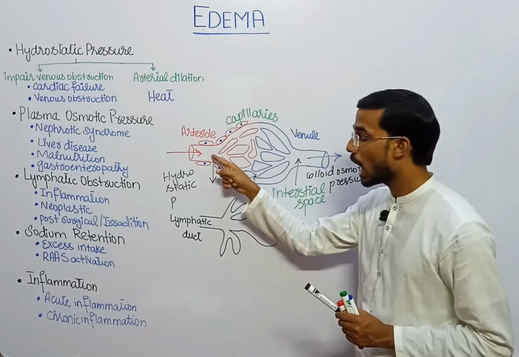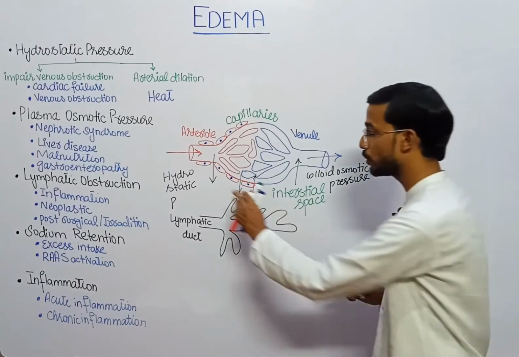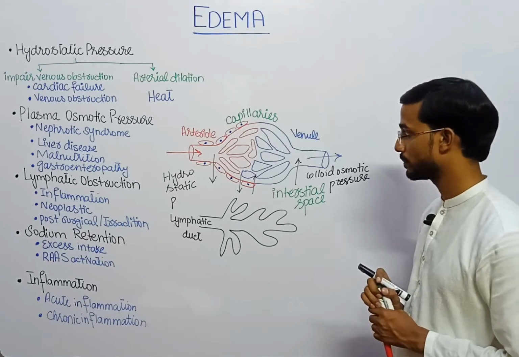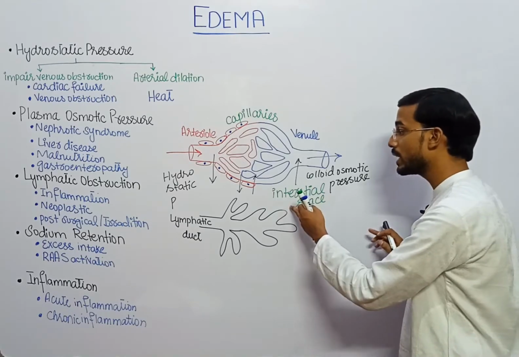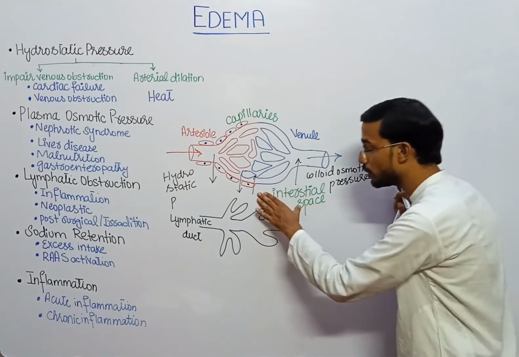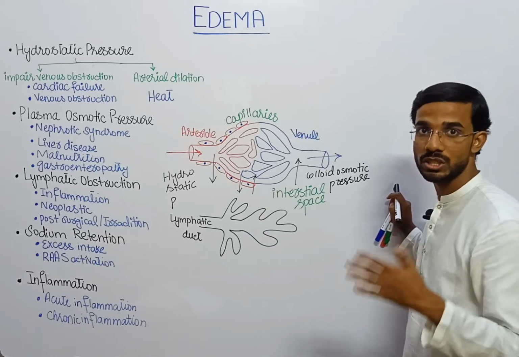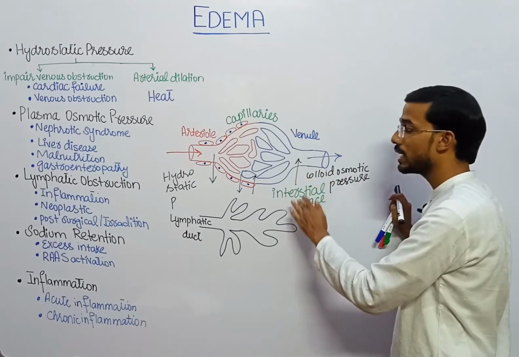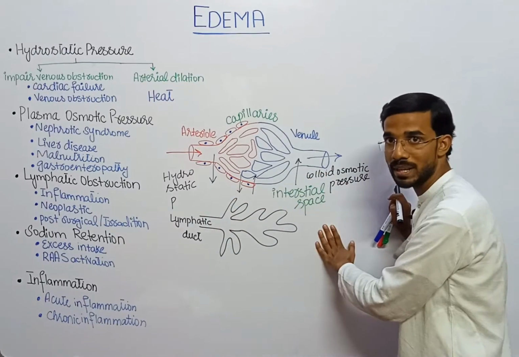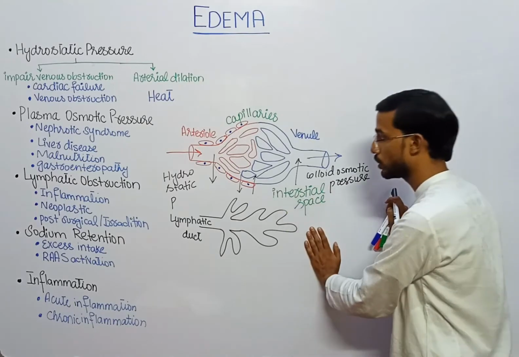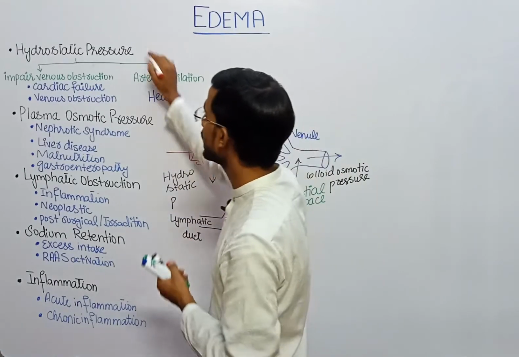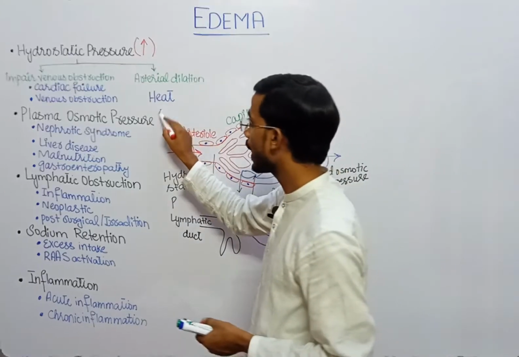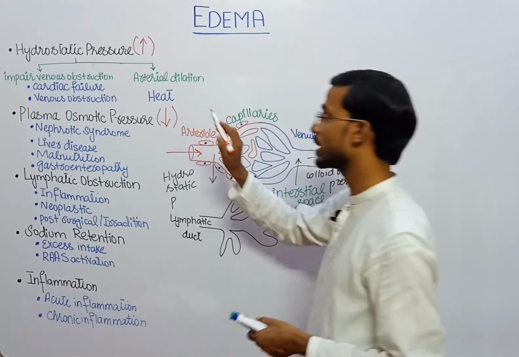If we enhance the hydrostatic pressure, then more fluid will move into the interstitial space, and a disturbance occurs. In another case, if we decrease the colloid osmotic pressure, the fluid present in the interstitial space will not move back into the venule, and fluid will accumulate in the interstitial space and cause edema. These are the two cases. First case is the increase in hydrostatic pressure. Second case, if we reduce plasma colloid osmotic pressure, it can also cause edema.